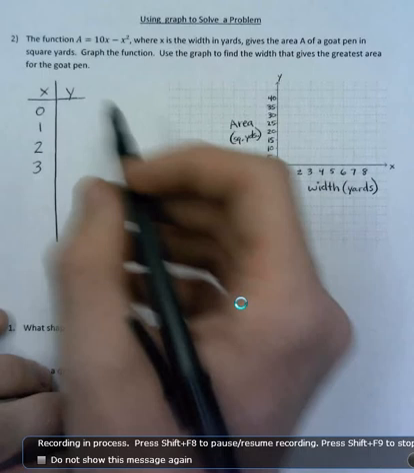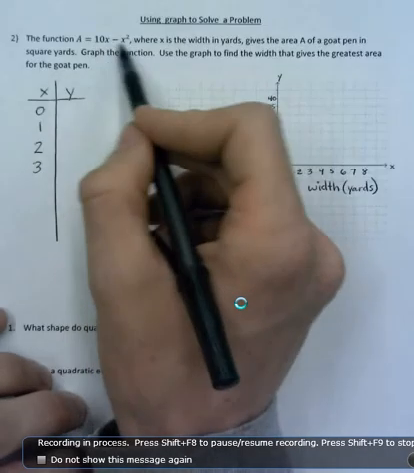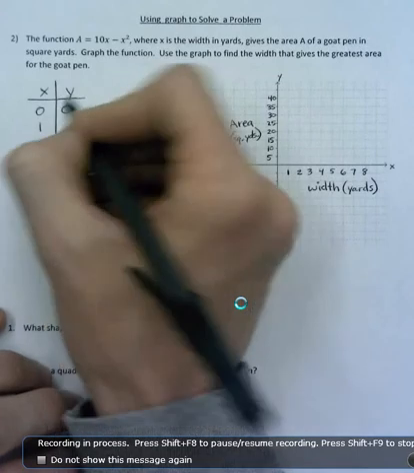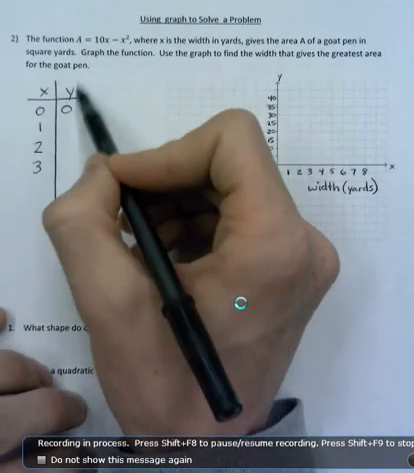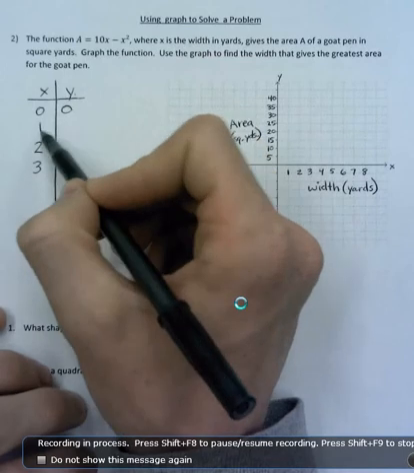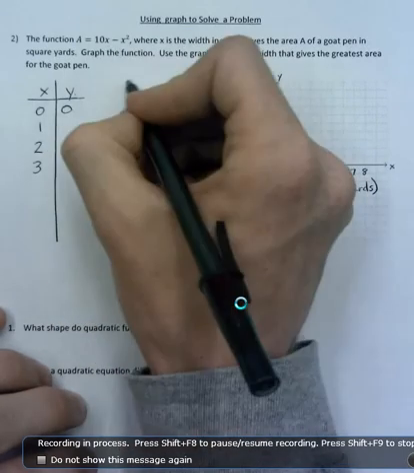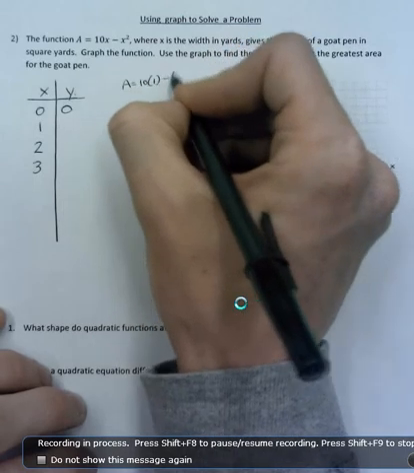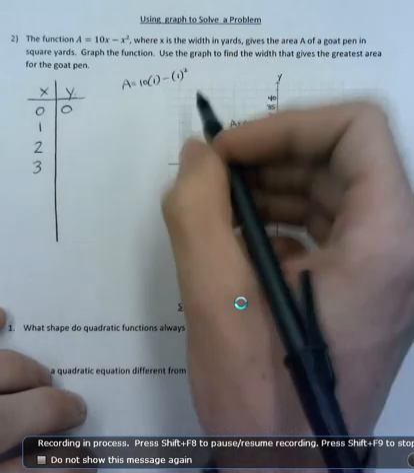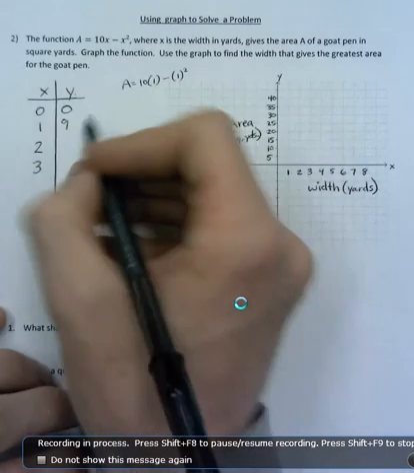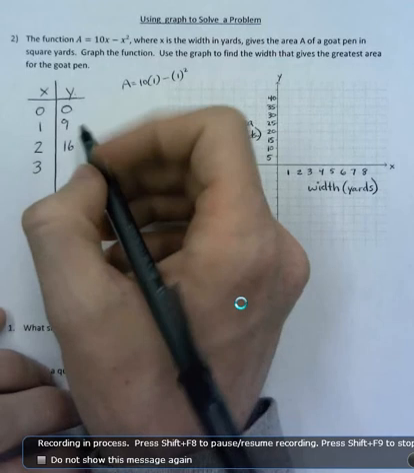So let's plug in 0 into our function. Guess what? You're just going to get a area, or what we call our y. We're going to get 0. Now let's plug in 1, and we're going to get area equals 10 times 1 minus 1 squared. So that is 10 minus 1. That is going to be 9. 2 is going to be 16. 3 is going to be 21.